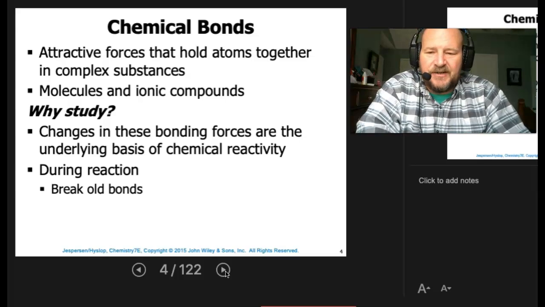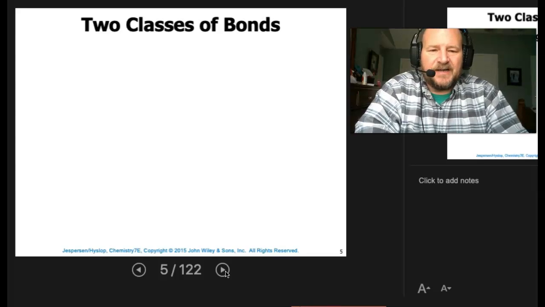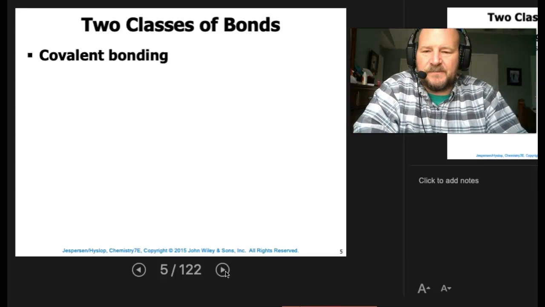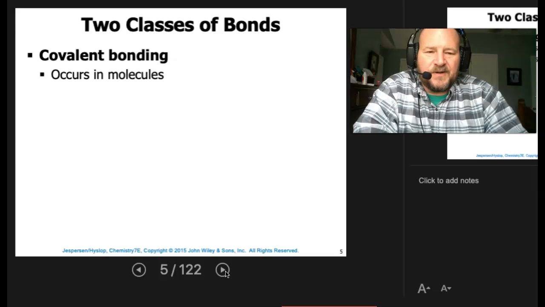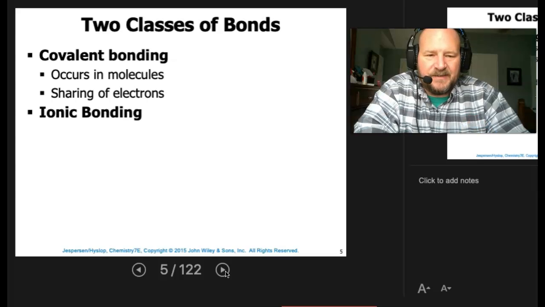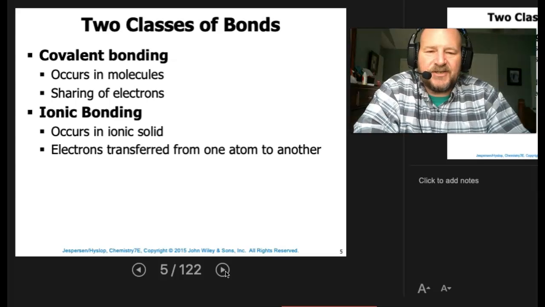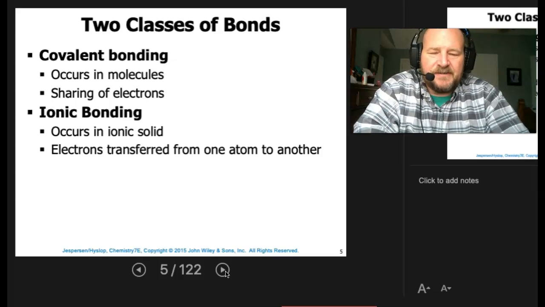So during a reaction then, what we're looking at is how we're going to break bonds and how we're going to form new bonds. Now, of course, there's two classes of bonds. And again, these will be some very familiar terms. We have covalent bonding. That means we're going to have a molecule. And if you remember, the key word for covalent was sharing. We're going to share the electrons. The second type of bonding we have is ionic bonding. And of course, these are what occur in an ionic solid. And here the key word is transfer. So for covalent, we're looking at the sharing of electrons. For ionic, it's the transfer of electrons.